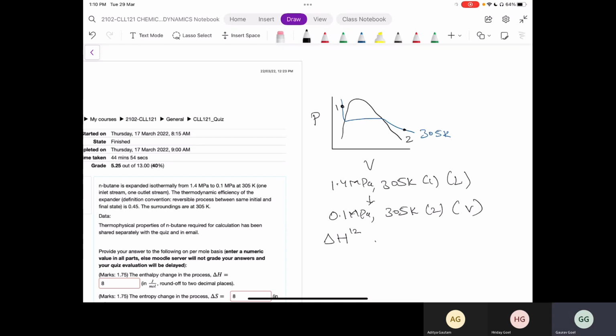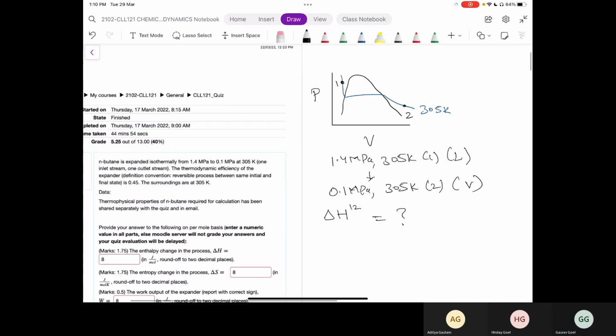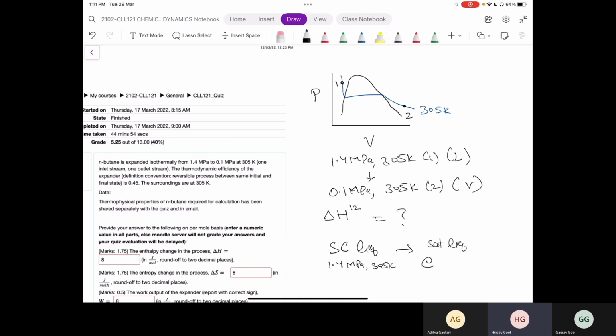So what I need to do is choose my path. I will start from subcooled liquid at 1.4 megapascal and 305 Kelvin. Now what is the next step? Take this to the saturated liquid at 0.3 megapascal, yes, sir.